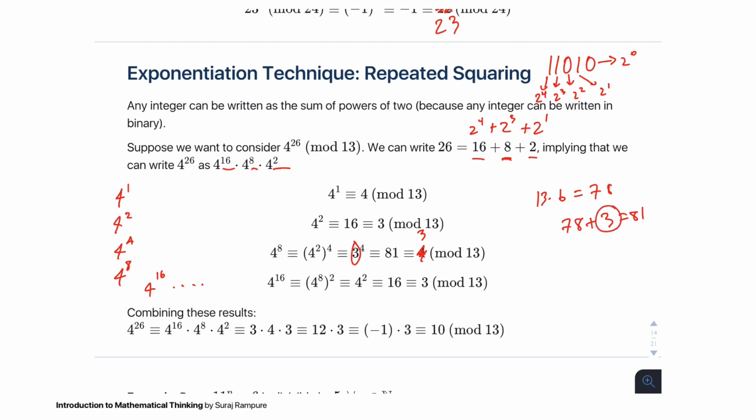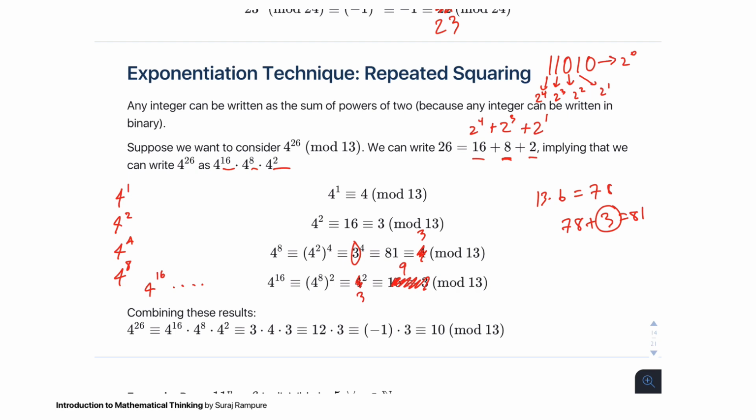Okay? And now 4 to the 16 is whatever 4 to the 8 was, squared. We know 4 to the 8 was 3, so this is just 9. Is that clear? So what we're doing is repeatedly squaring: 4 squared, then 4 to the 4, then 4 to the 8, then 4 to the 16, and so on and so forth. And we're using the fact that any integer exponent can be written as the sum of powers of 2, and then whatever powers of 2 we need in our sum, in this case 16, 8, and 2, we just include those and multiply them at the end.